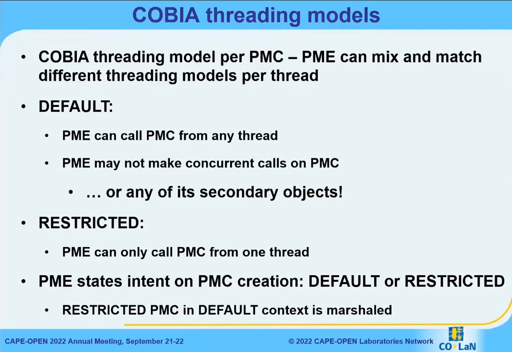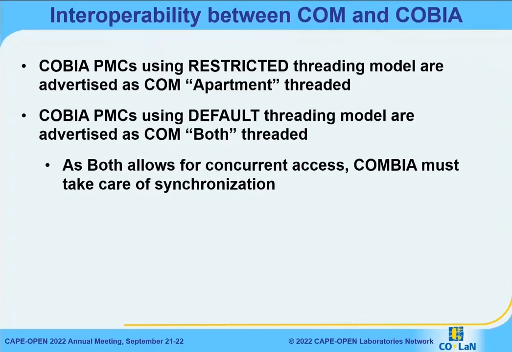We want the PME to be in control of multi-threading, not each of the PMCs. The PME has a better idea of what needs to be done and how the load needs to be divided. And making a threading model that allows for multi-threaded callbacks into the PME is just much more complicated. So then we need to have a look at how COM and COBIA interact.